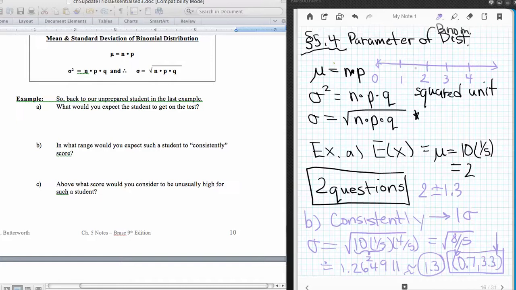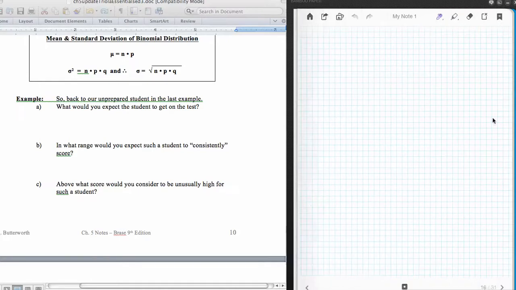So if this is your range, then we would expect it to go down to somewhere in that range there, up to 3.3, somewhere in that range there. So it's a symmetric interval about the mean here. And that's just what this interval notation tells you about. Now, the next question says, what would you say would be unusually high?